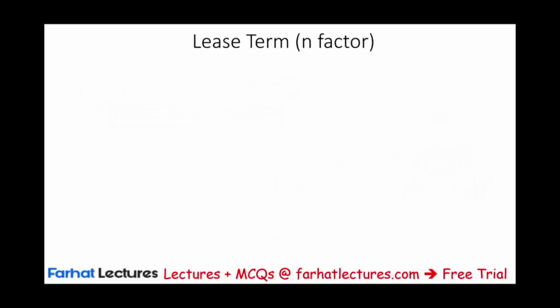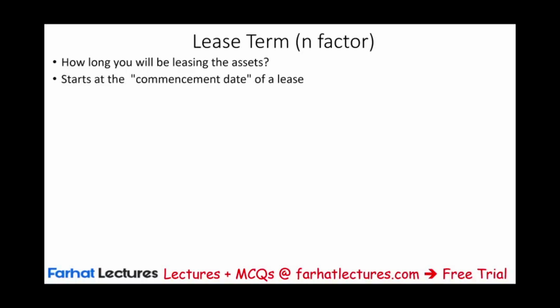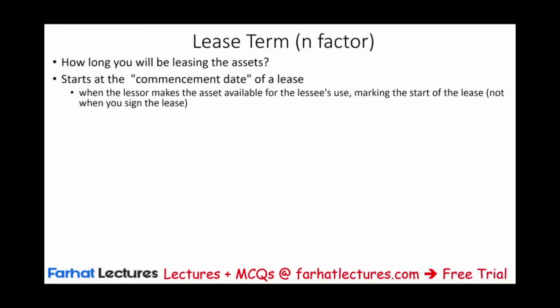Starting with the lease term, which is the N factor, the time. How long will you be leasing this asset? Is it 3 years, 4 years, 5 years? And when does it start? It starts at something called the commencement date of the lease. It's when the lessor makes the leased asset available for the lessee's use, and this marks the start of the lease. Not when you sign the lease, it's when you start to work with the lease.